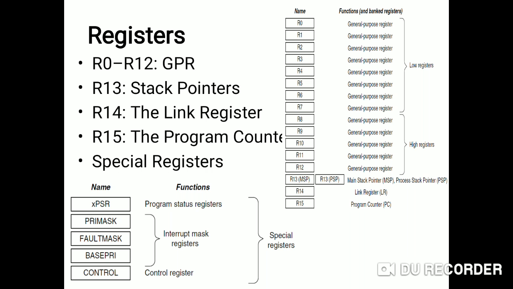Next is R14, that is, the link register. This register is used when a subroutine is called. The return address is stored in the link register. Next is R15, that is, the program counter. The program counter is the current program address. This register can be written to control the program flow.